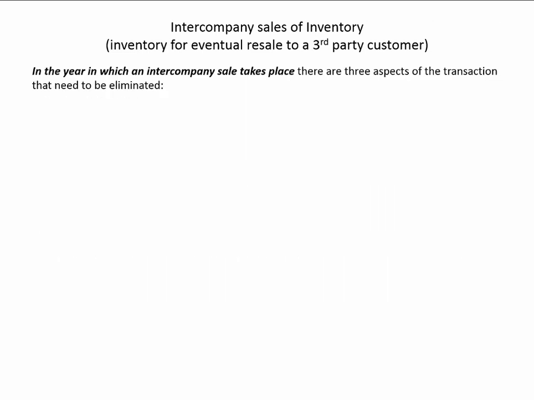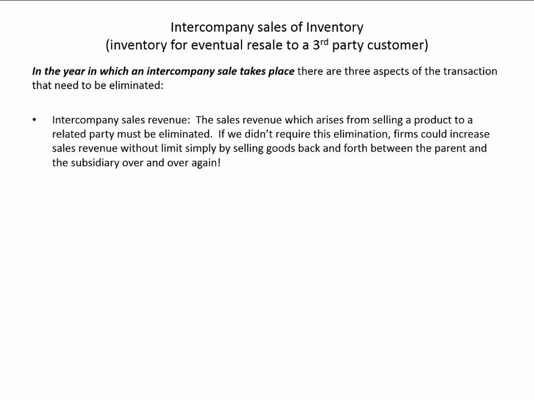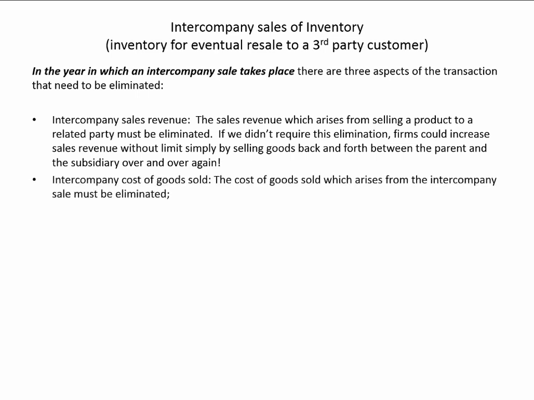Now, in the year in which an intercompany sale takes place, there are three aspects of the transaction that need to be eliminated. First, we have the intercompany sales revenue. The intercompany sales revenue has to be eliminated. If we didn't require this elimination, firms could increase their sales revenue without limit simply by selling goods back and forth between the parent and the subsidiary over and over again. By the same token, we have to eliminate the intercompany cost of goods sold. And again, by eliminating sales revenue and cost of goods sold, we're thereby eliminating the gross profit from the consolidated income statement.